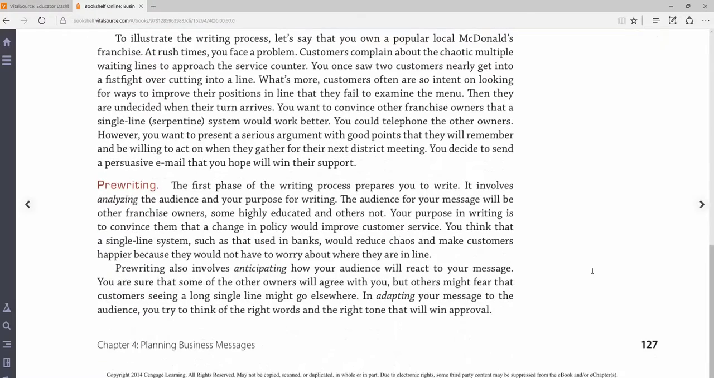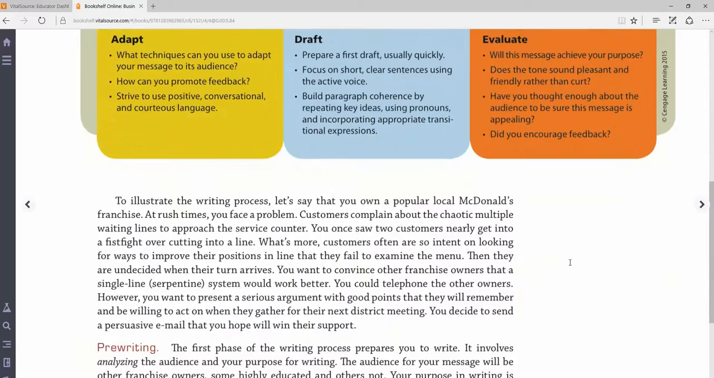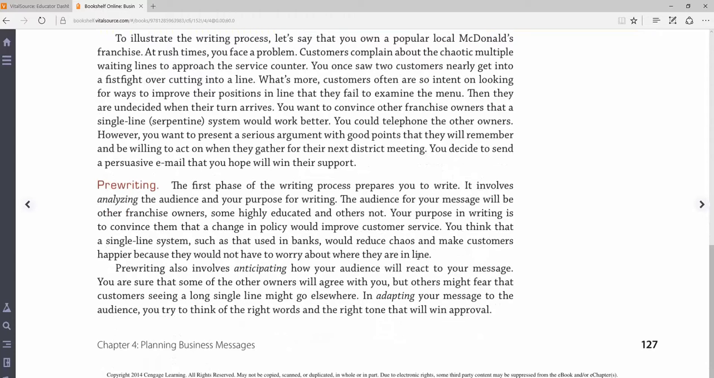So pre-writing. I'm not going to go through a lot of this because it's kind of laid out really well up here. So I'm just going to hop, skip, and jump through this. The first phase involves analyzing your audience and your purpose. The audience for your message would be maybe other franchise owners, some highly educated and others not. Your purpose in writing is to convince them that a change in policy would improve customer service. Pre-writing also involves anticipating how your audience is going to react. And then in adapting your message to the audience, you try to think of the right words and the right tone that will win approval.